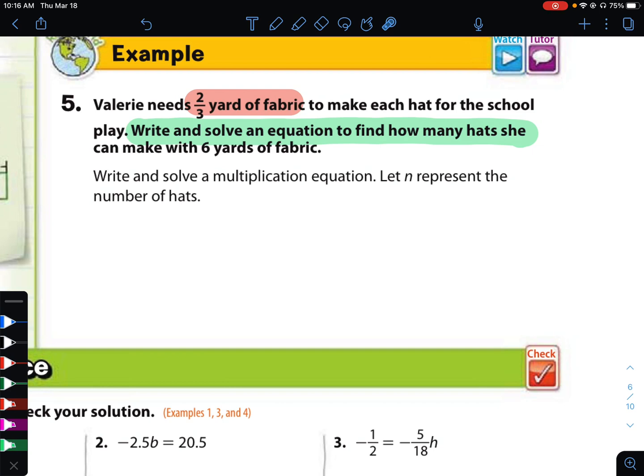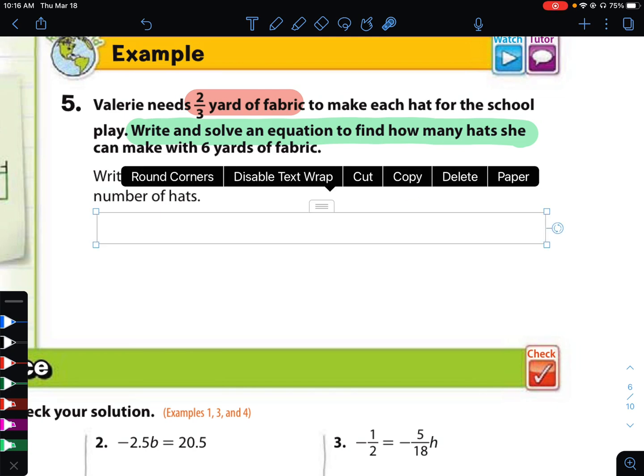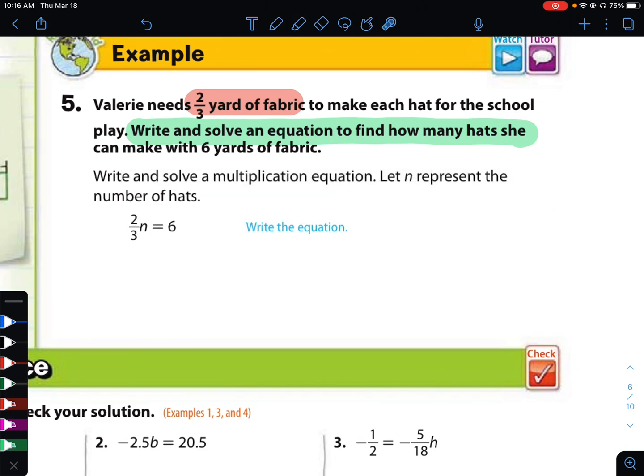So how do we do that? Again, she needs 2/3 yards of fabric to make a hat, and our hat is represented by n. So we can create an equation that says 2/3 times n is equal to 6, 6 being the 6 yards of fabric. Again, we get the reciprocal of 2/3 according to our rule, and we multiply it to both sides. The reciprocal of 2/3 is 3/2, so we multiply both sides by 3/2.